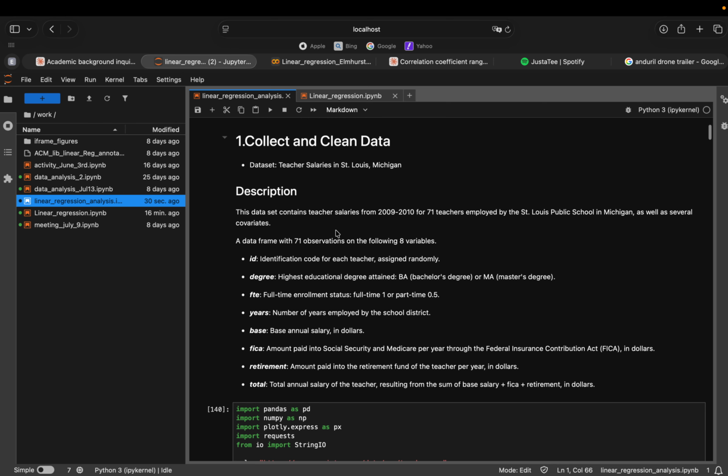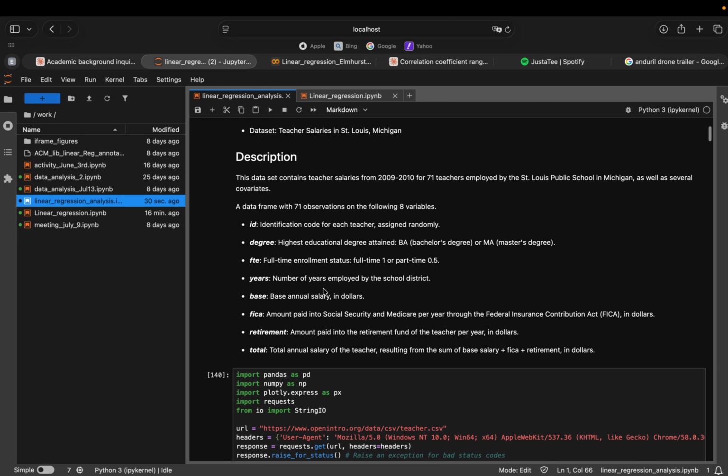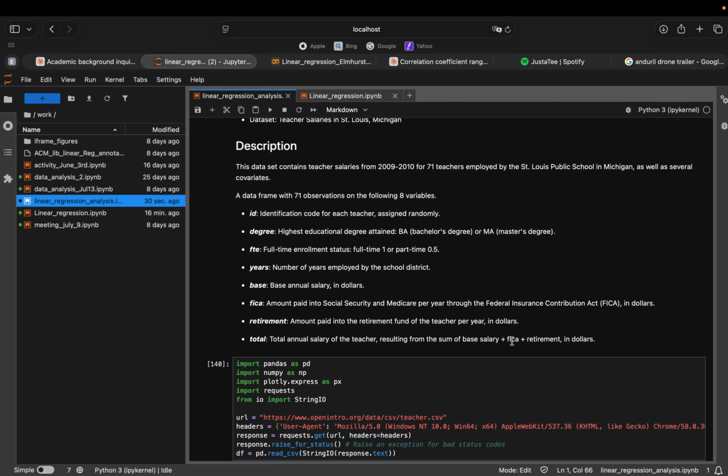So this is a description of the data. It's the teacher salaries from 2009 to 2010 for 71 teachers employed at St. Louis Public School in Michigan. And so what I'm going to be comparing is the years, which is the number of years employed by the school district, and the total, which is the total annual salary of the teacher. It is the sum of salary, the base salary, the FICA, and the retirements in US dollars.